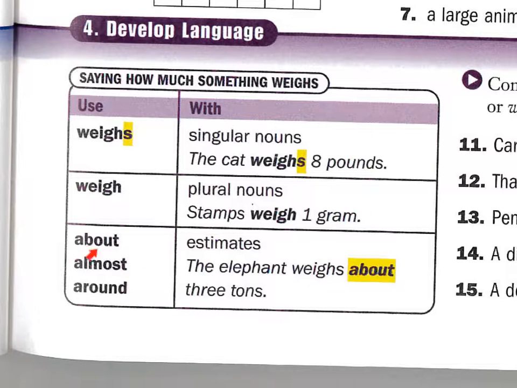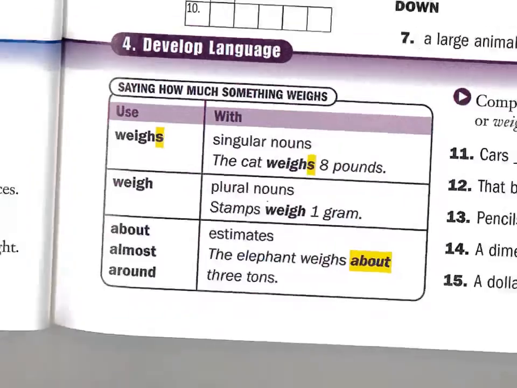We use about for estimates, almost for estimates, and around. The cat weighs about 8 pounds. Okay. The elephant weighs about 3 tons. It's an estimate. We're not exactly sure. Okay. About, almost, around.